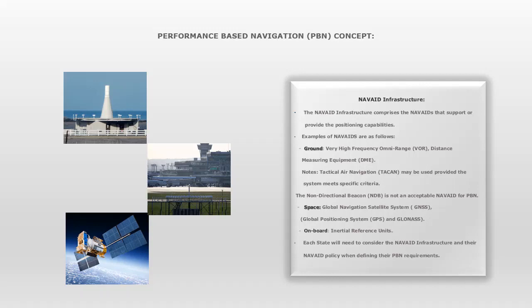Space: Global Navigation Satellite System, GNSS, Global Positioning System, GPS, and GLONASS. On board: inertial reference units. Each state will need to consider the nav aid infrastructure and their nav aid policy when defining their PBN requirements.